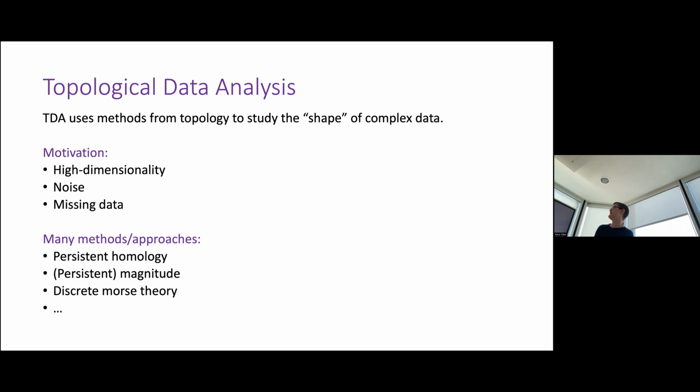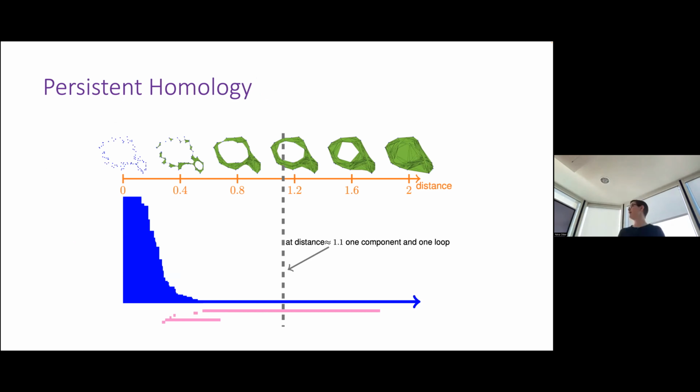Methods from topology give tools that one can use to try to study such data. There are many different approaches in topological data analysis. Persistent homology is the one I'm going to talk about today. But there are other approaches, for example, persistent magnitude, and some approaches that might be part of topological data analysis and also other fields, like discrete Morse theory. So I'm going to try to introduce, for those of you who don't know about it, persistent homology in one slide.